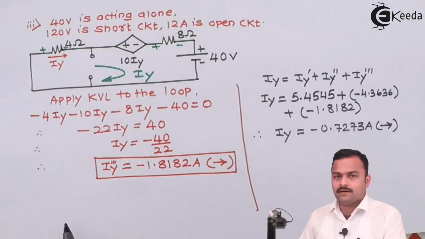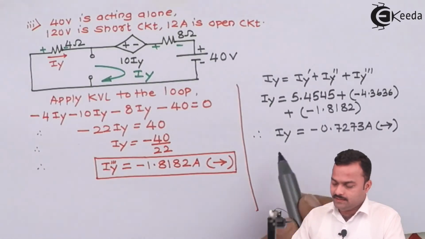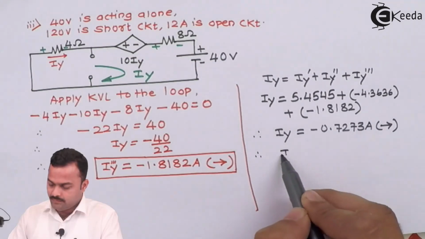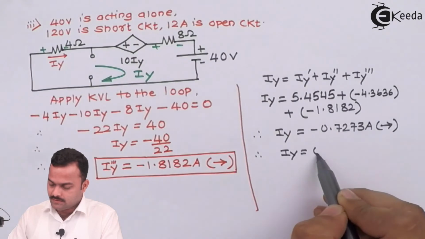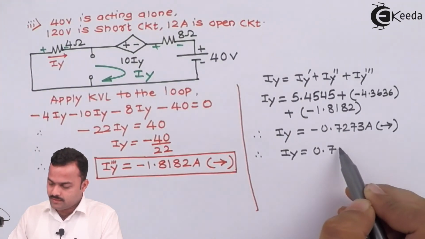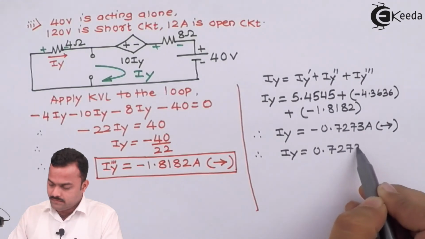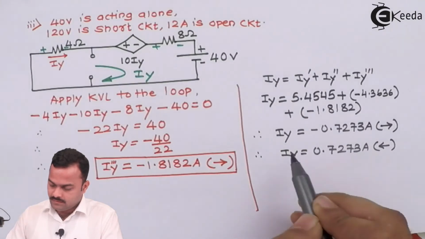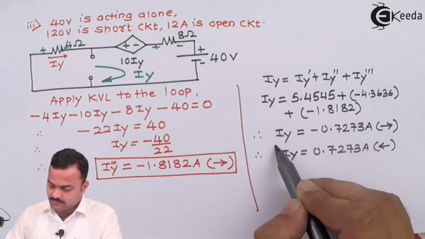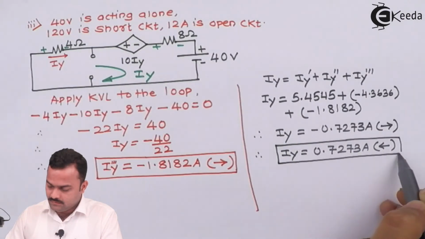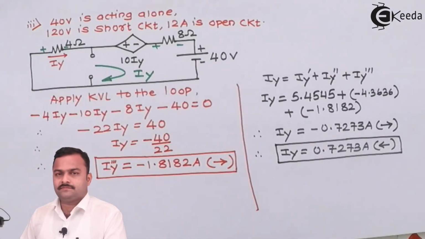And now we will correct the direction in the end, because we always want the positive values, so that can be obtained by changing the current direction. So ultimately I can say IY is 0.7273 ampere, and the current direction will be from this side. So this is the complete answer with the direction. I hope you understood the problem. Thank you.